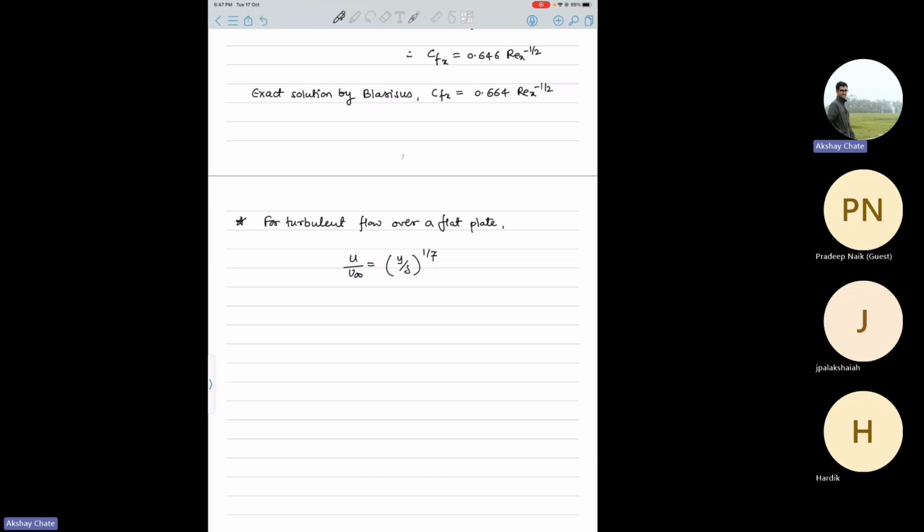similarly, for wall shear stress in laminar flow, we have a very nice formula, which is mu times del u by del y at y equal to 0. But for turbulent flow, you don't have such a nice formula.